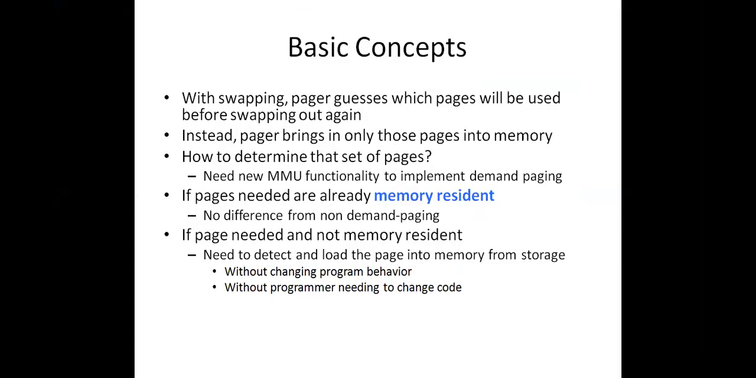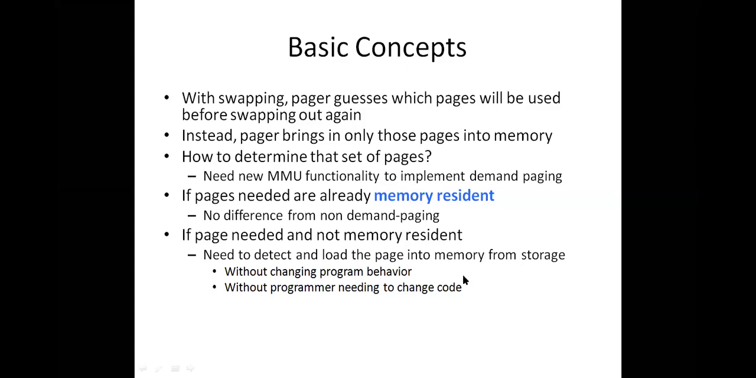These things we already discussed. If the pages needed are already in the main memory, then there is no need for demand paging, right? The pages are already in the main memory. Next, if the page needed is not in the main memory, we need to detect the needed page and load it into the main memory from the storage, that means from the secondary memory.